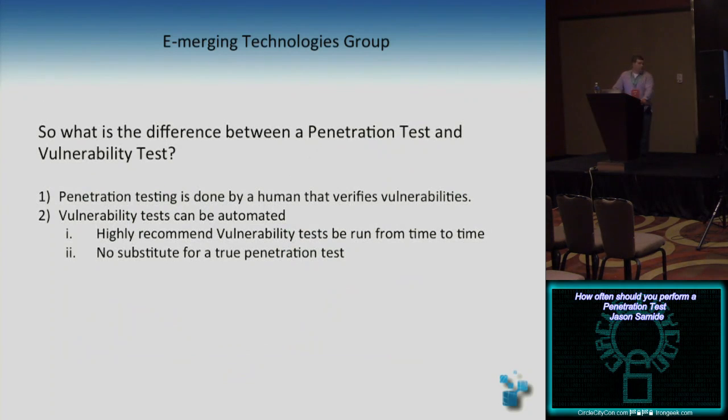So again, the primary difference is the human who verifies those vulnerabilities and can look at that and say, this vulnerability of the printer in the cafeteria does not pose as great a risk as the perimeter firewall that has an OS on it that's no longer in support. So there's definitely some risk associated with that.